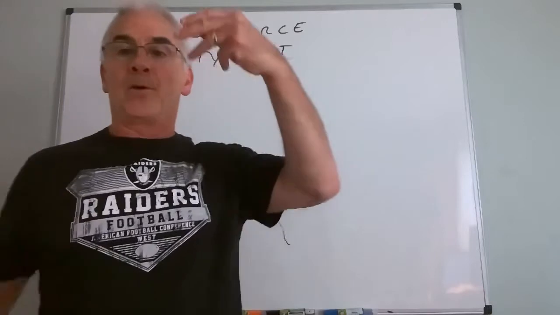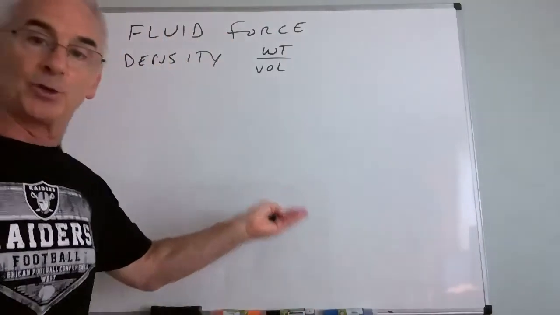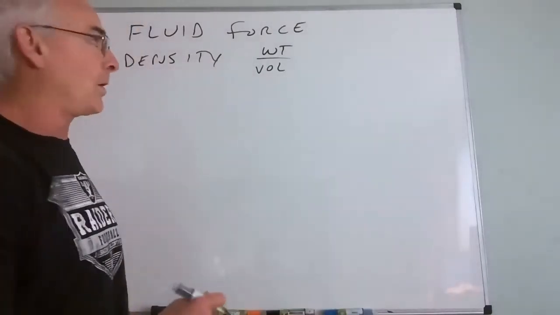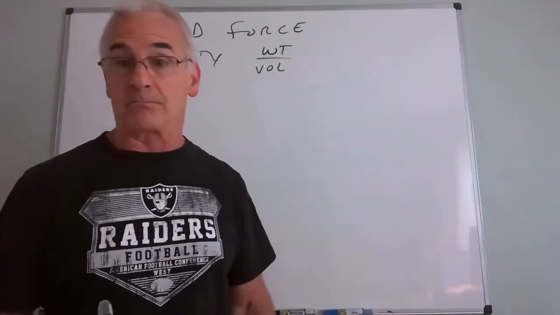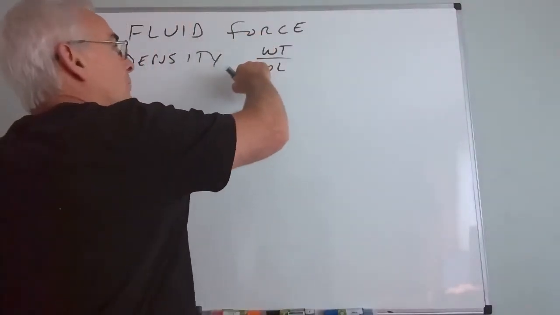It would be the weight unit, either pounds or newtons. And if it's pounds, it'll be cubic inches, cubic feet, whatever. Or it could be gallons. Okay, that's also a volume measurement, but it's going to be weight per volume. That's the density we're using here.